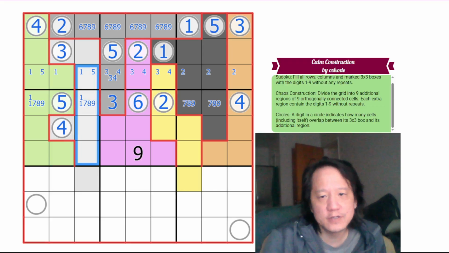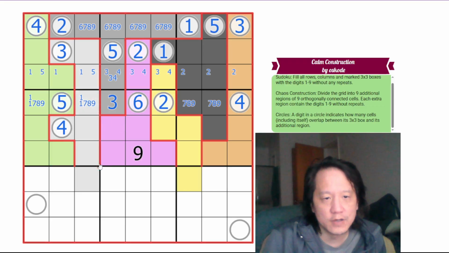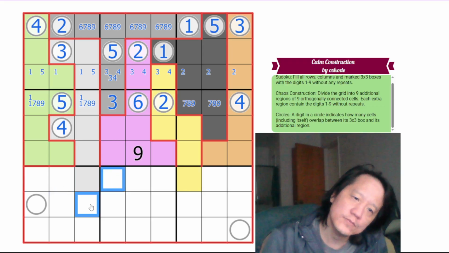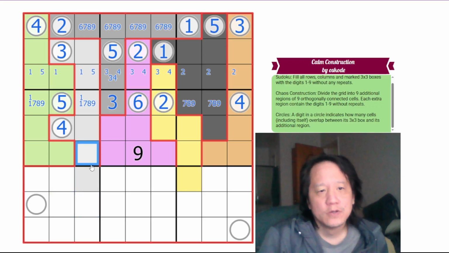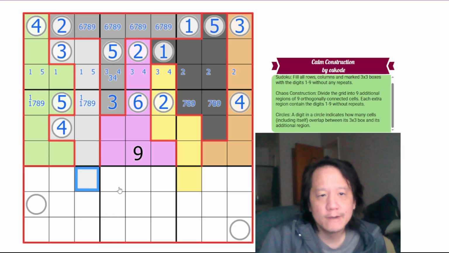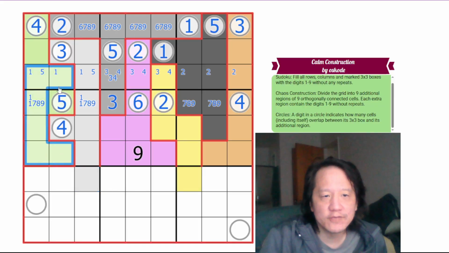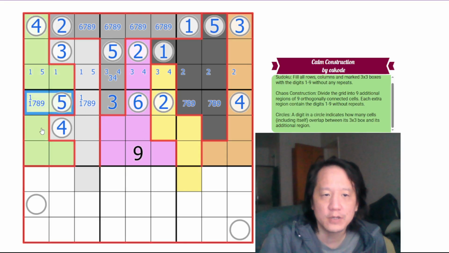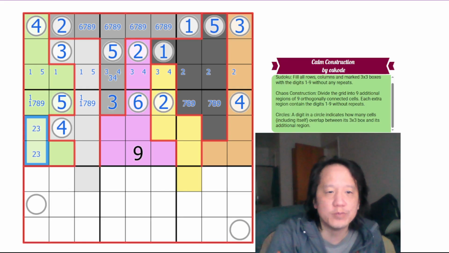We have 8 light cells. So green is done. We have 1 more light cell. Green has to have a 2 somewhere in its region, and it cannot be here. It needs a 2 and a 3. 2 and 3 can't be here, 2 and 3 can't be here, 2 and 3 can't be here. So 2 and 3 have to both be here.